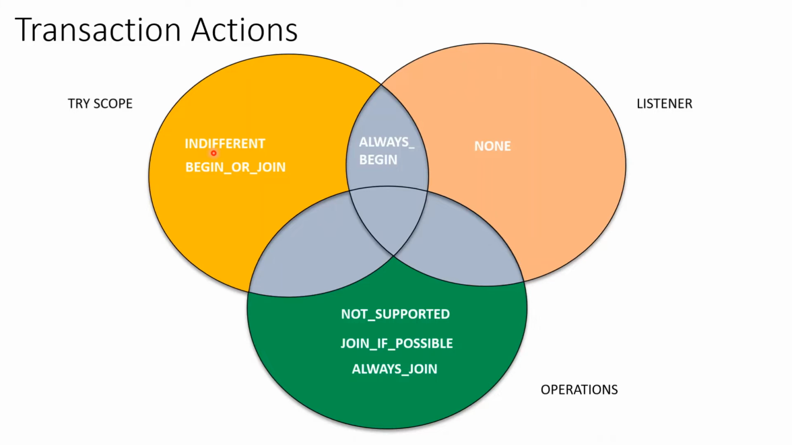Now let's move to indifferent. So indifferent does not treat any message as a transaction, and it is only available with the try scope, and indifferent is the default action for any try scope. Then begin or join. As the name suggests, this action will begin a transaction if there is no existing transaction ongoing. If there is any existing transaction, it will try to join the transaction, and if not possible, it will create a new transaction.